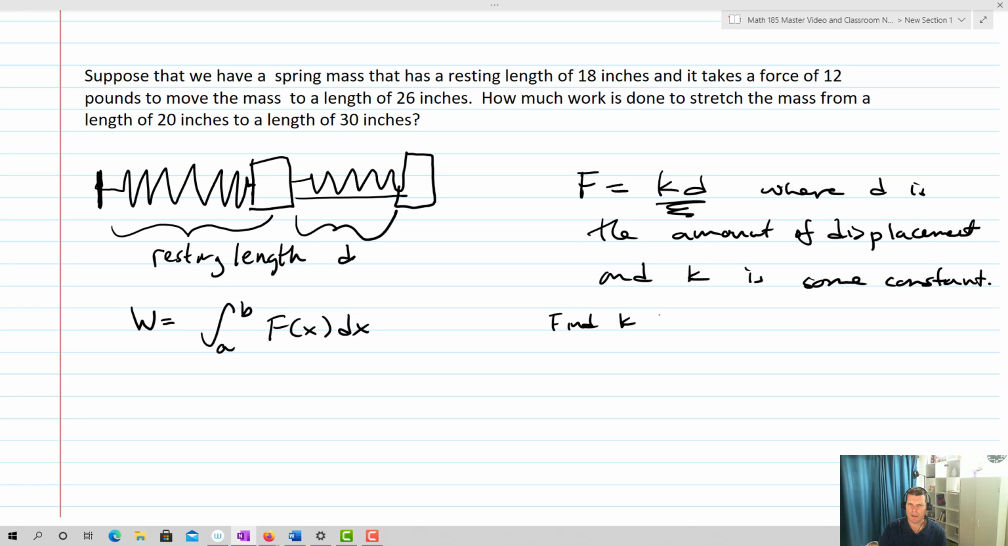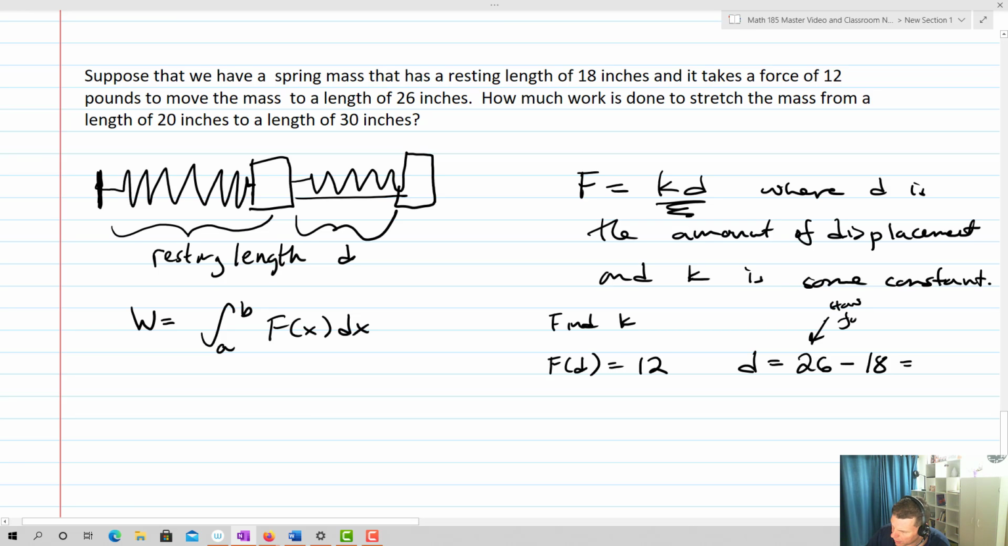What we're told is that it's going to take 12 pounds. So our force, f of x1, will equal 12. And we want to move the mass to a length of 26 inches. Well, the displacement here is actually going to be 26 minus 18, and we should probably call this f of d, because this is how far we are going, and 18 is our starting position. So it ends up equaling 8.